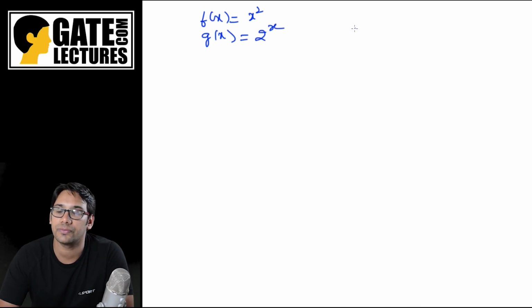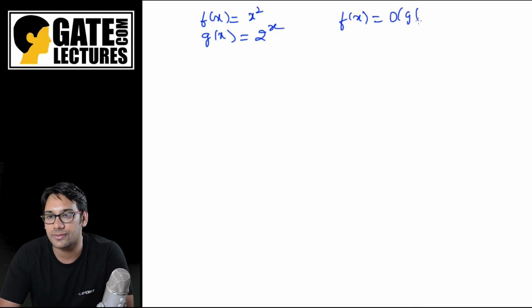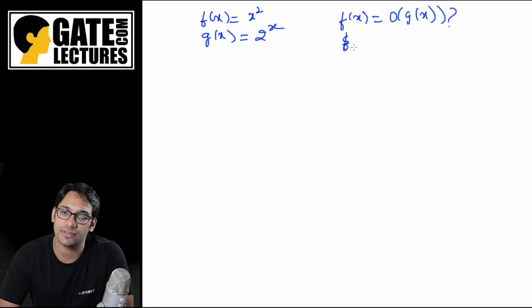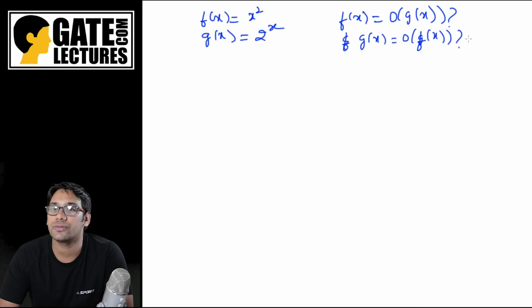Assume these two functions. There's a function which is f(x) as x square and g(x) as 2 raised to power x. Now out of these two functions, can I say that f(x) is order of g(x), or can I say that g(x) is order of f(x)? How will we find out this? We can find out this by putting some values of x.